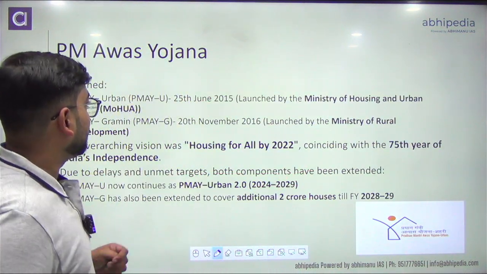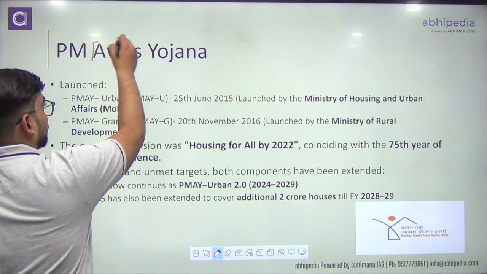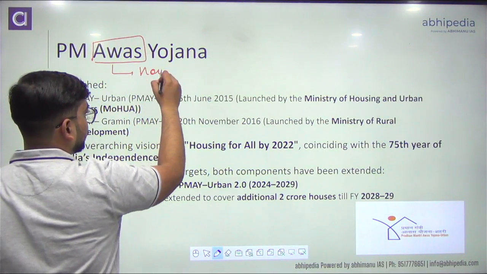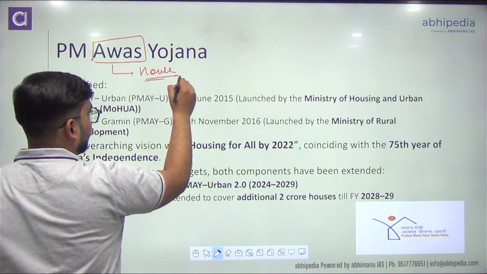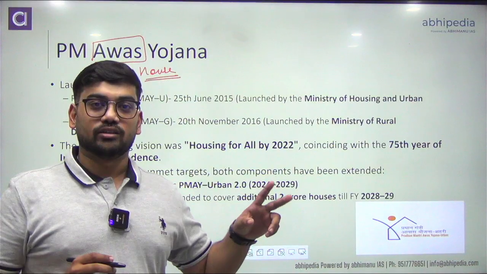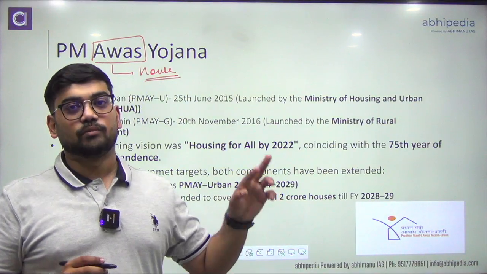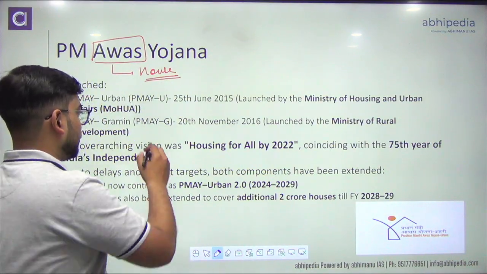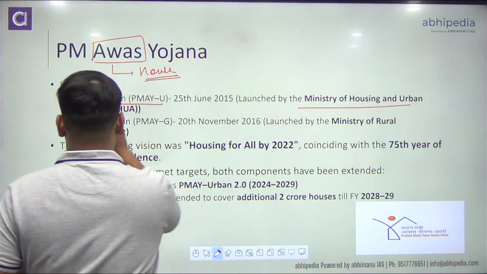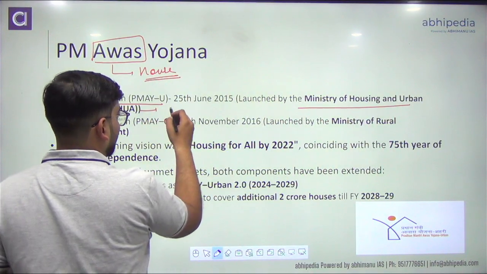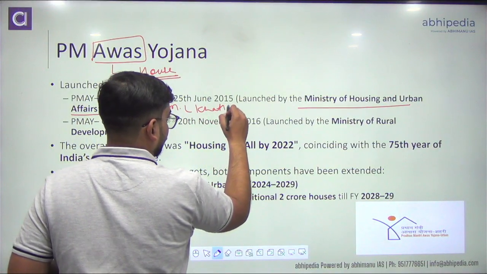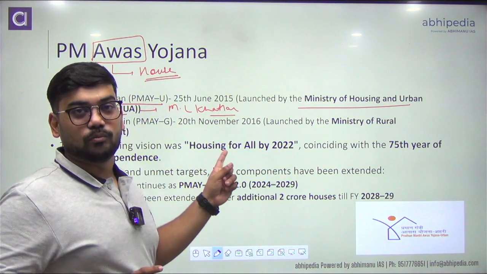The next scheme is PM Awas Yojana. By Awas, what do we mean? This is a Hindi word. This means house. Theek hai? PM Awas Yojana was launched for two different categories. That is PM Awas Urban and PM Awas Gramin. By urban, we mean urban areas, and it is managed by Ministry of Housing and Urban Affairs. Who is current minister? Manohar Lal Khattar. He was the ex-CM of Haryana.